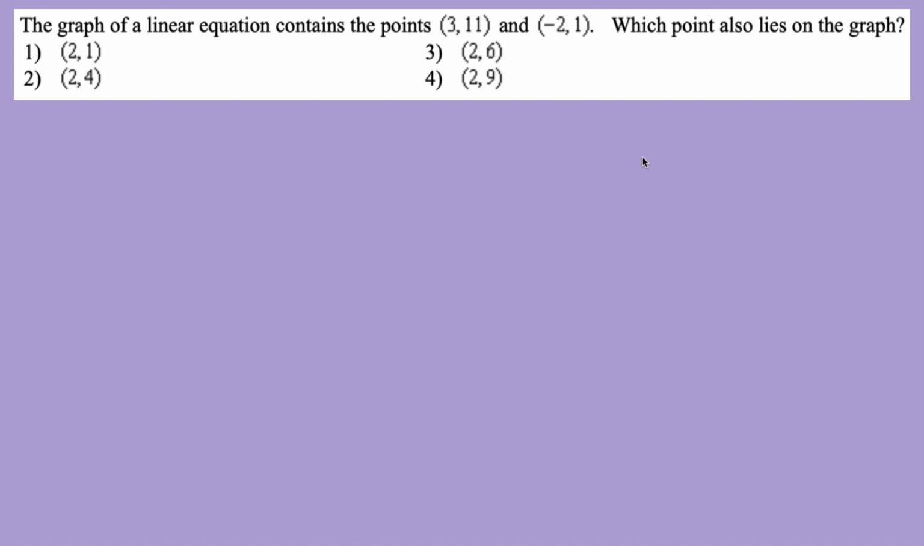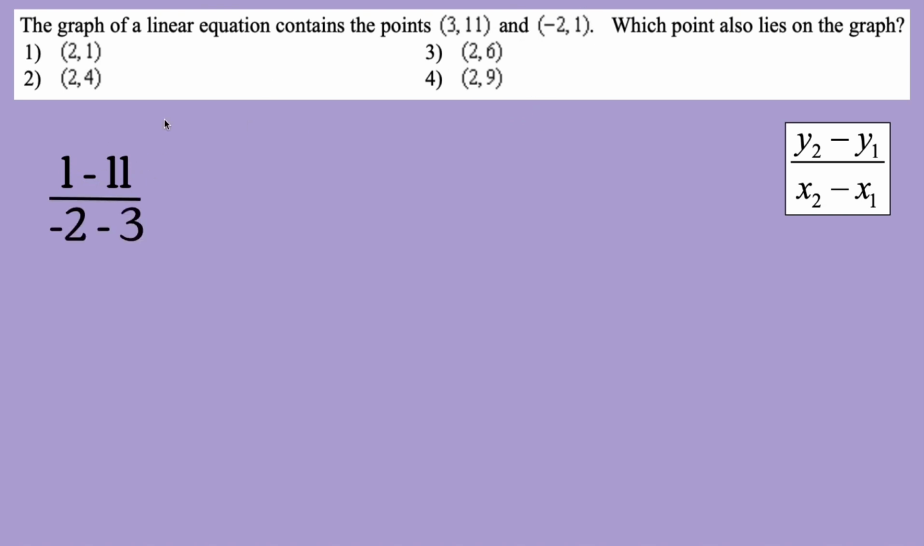So we're going to start off by finding our slope by using this formula. We have our y2, which is 1, minus our y1, which is 11, over our x2 minus x1. x2 is -2, and our x1 is 3. When we solve this, we get -10 over -5, which is 2. So 2 is our slope, and now we're going to use the slope and one of these coordinates and substitute it into our slope-intercept form.